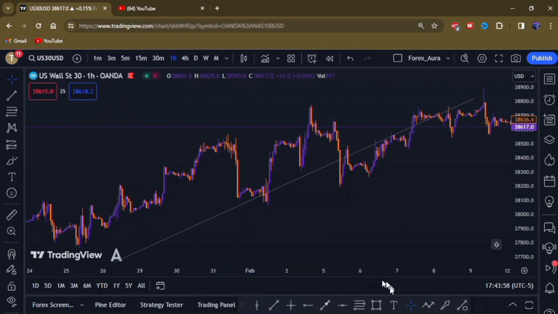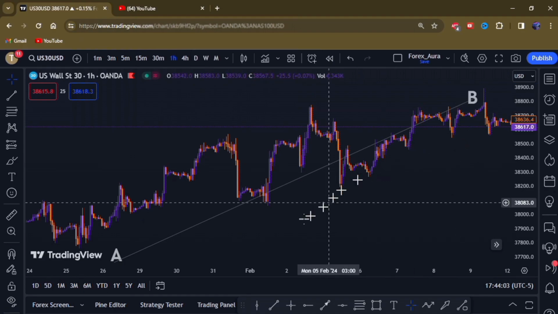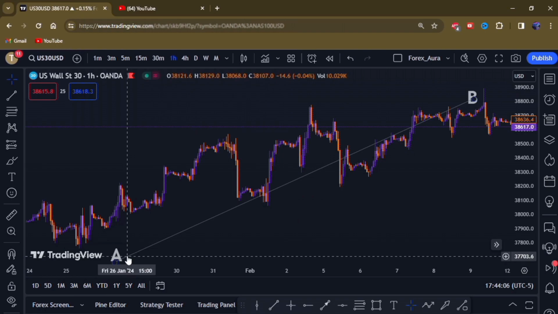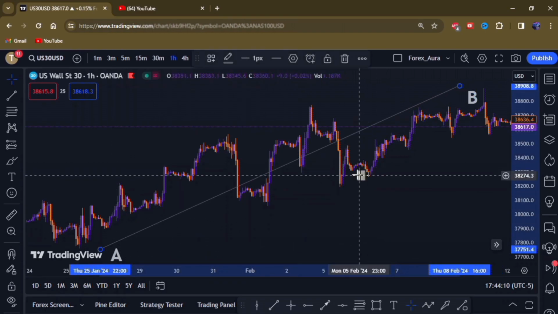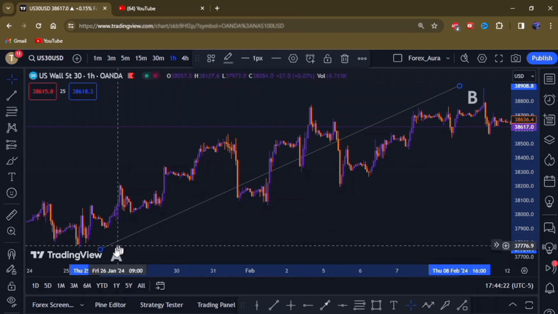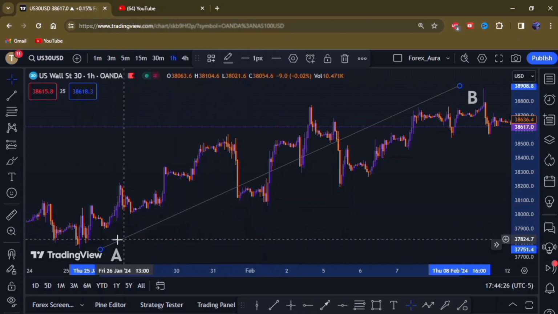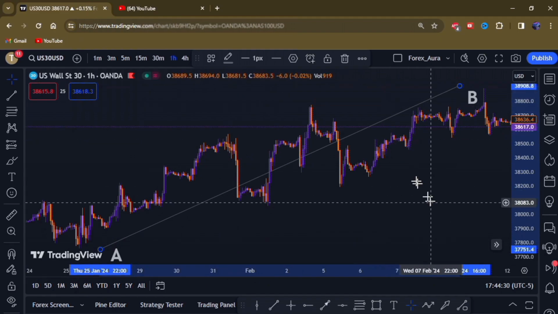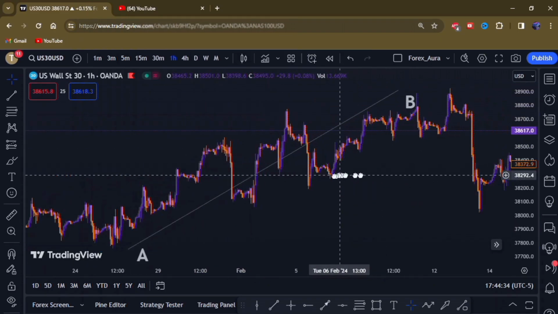And where went point B now? Let's put back point B. So let's look at this in the form of a gradient, the linear graph usually found in math. We have this gradient of this trend line being positive, meaning that the market moved from this point going up instead of down. So, meaning that the trend here was bullish.